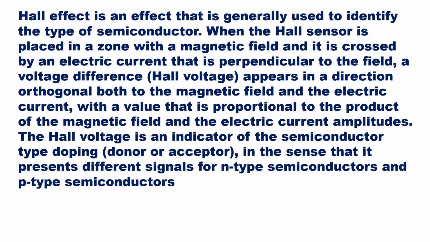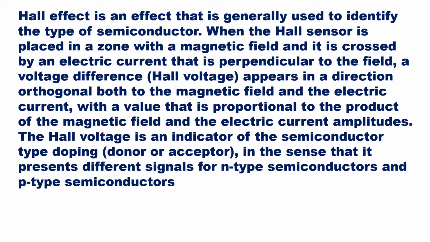Hall effect is an effect that is generally used to identify the type of semiconductor. When the Hall sensor is placed in a zone with a magnetic field and it is crossed by an electric current that is perpendicular to the field, a voltage difference, that is Hall voltage, appears in a direction orthogonal to both the magnetic field and the electric current, with a value that is proportional to the product of the magnetic field and the electric current amplitudes.